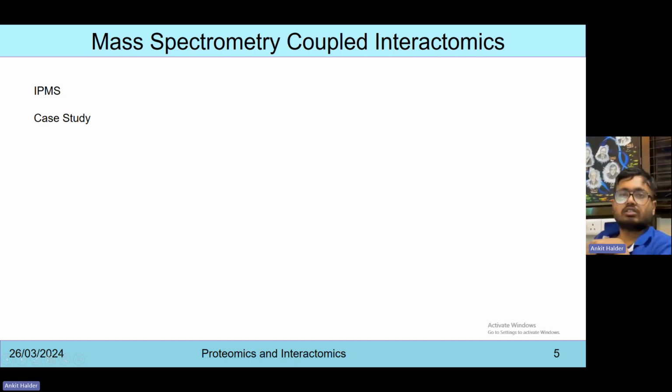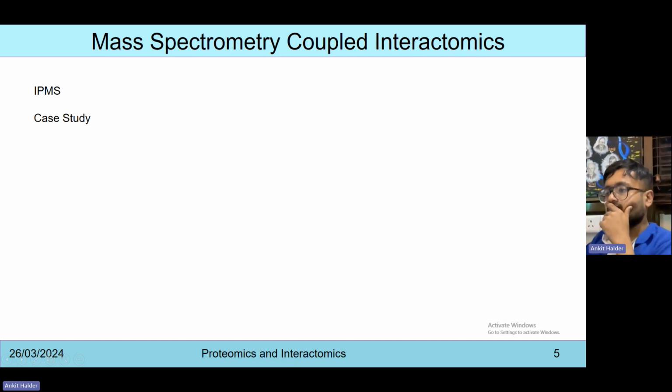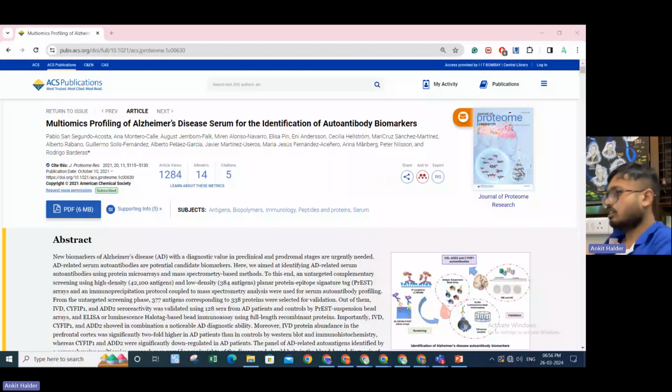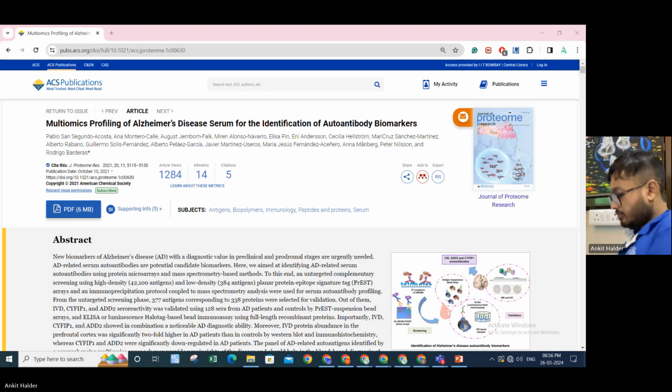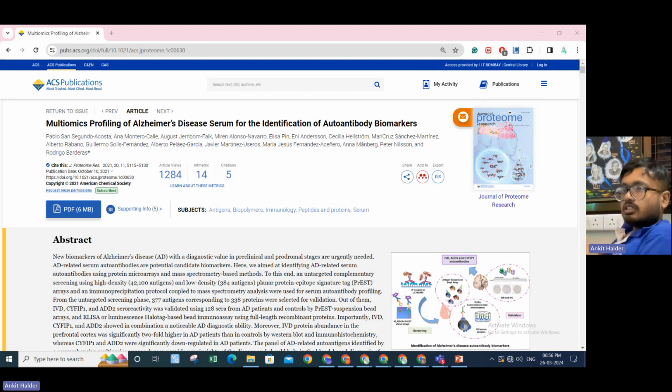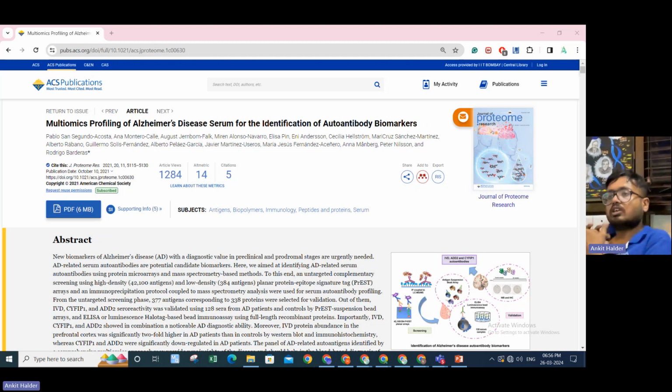So this is the paper that we were looking at. Multi-omics profiling of Alzheimer's disease serum for the identification of antibody biomarkers.